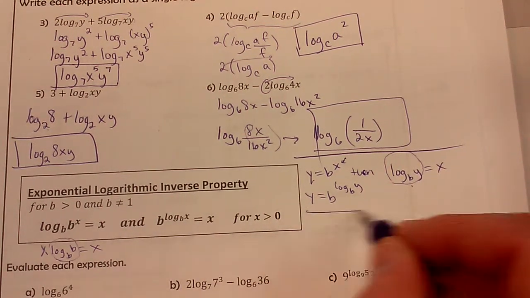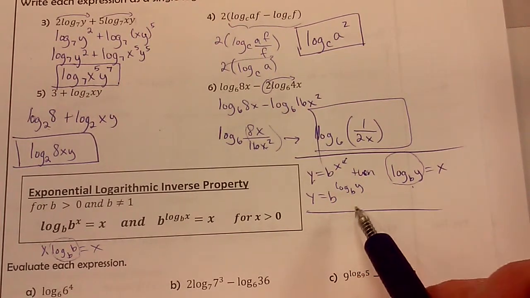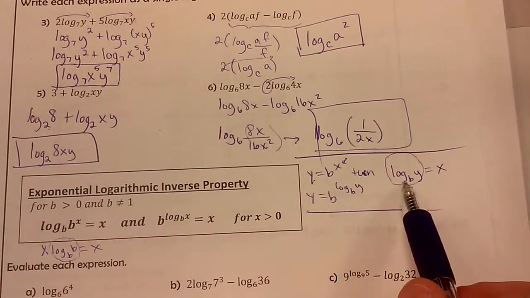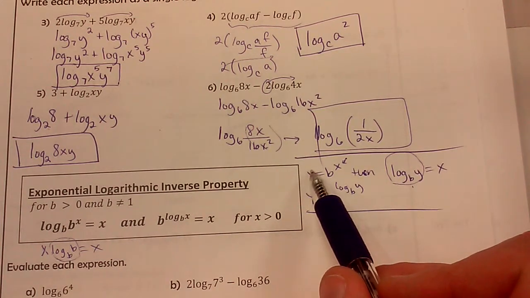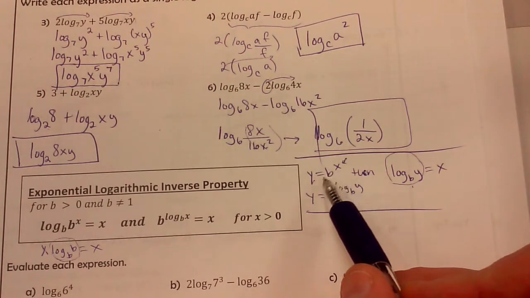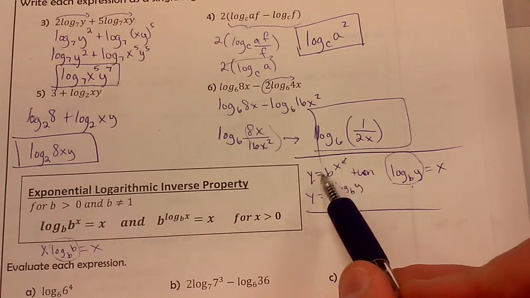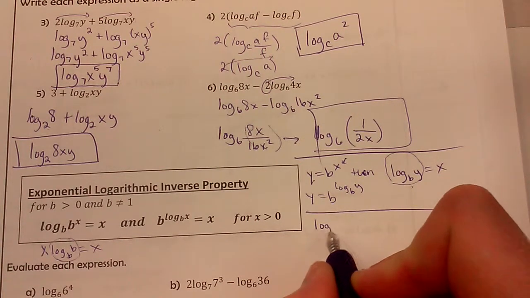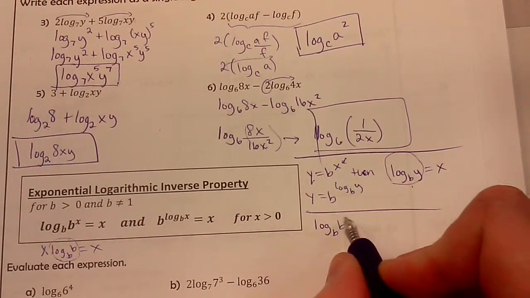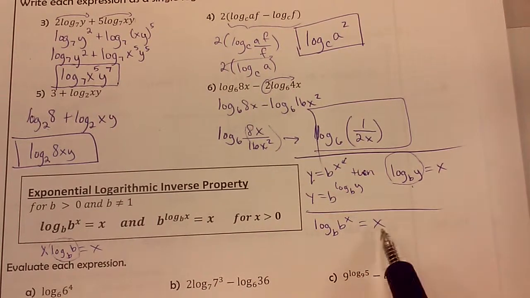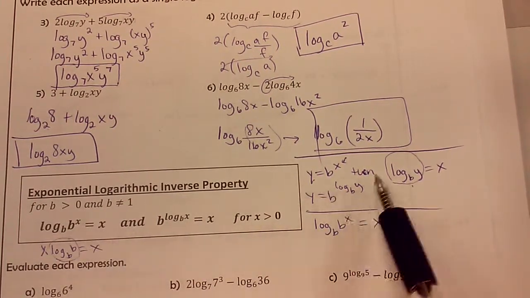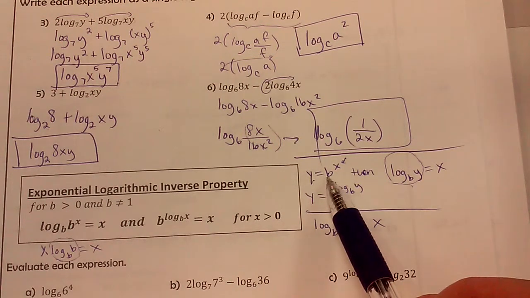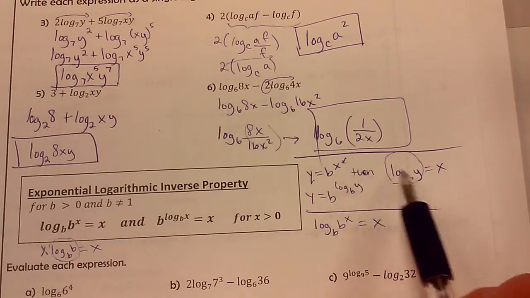Same thing happens if I take this y. What if I took the same relationship here, but this time I took y equals b to the x power, and I put it in here for y? Then I'd have log base b of b to the x equals x. Oh, that's exactly what we have for our first property, right? So simple substitution using just our exponent and log of the same relationship.